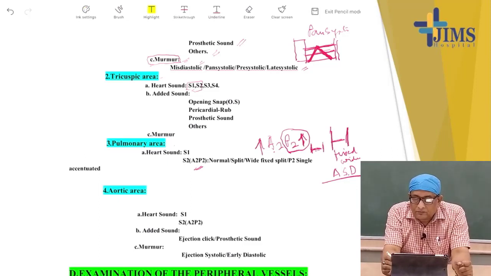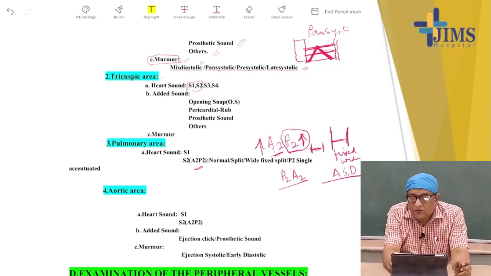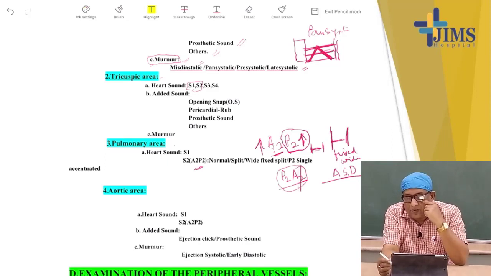So similarly, whether it is a single sound or the split, it may be on the other side also, there may be reverse split. So P2 is coming earlier than A2. A2 is due to the closure of the aortic valve. So if there is a long systolic contraction of the left ventricle, there will be delay for A2 to close later. So in that situation P2 comes earlier and then comes A2. This is called reverse splitting. It is found in severe left ventricular hypertrophy and failure or similar conditions.